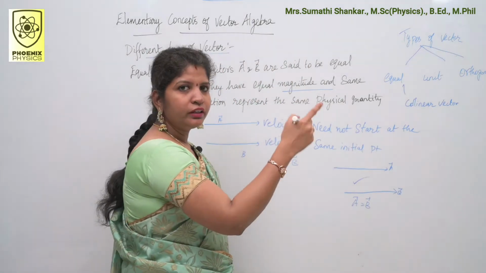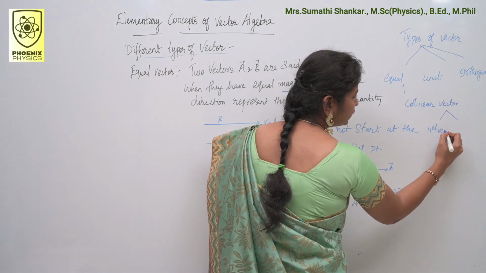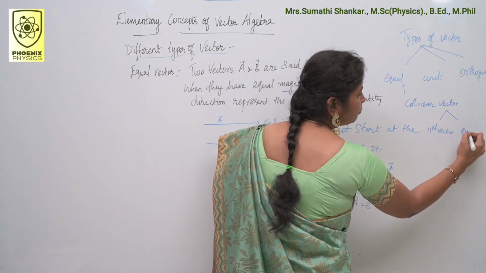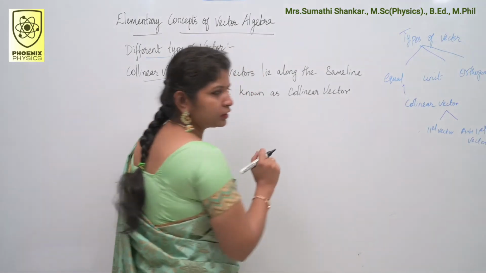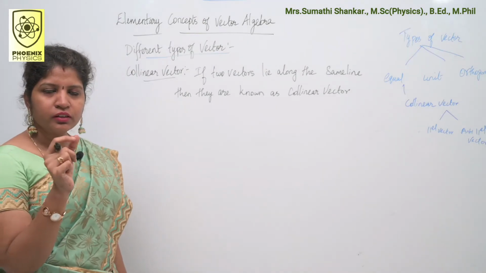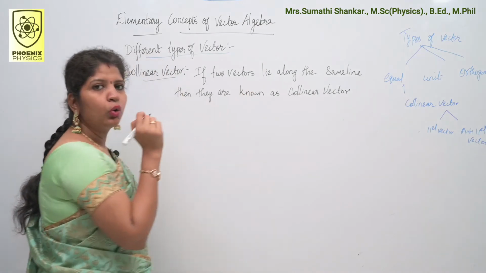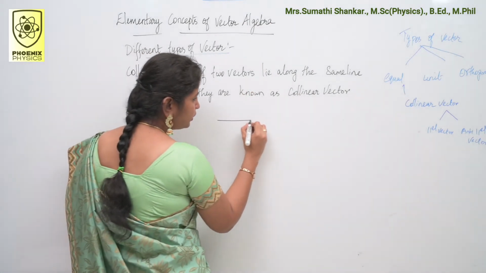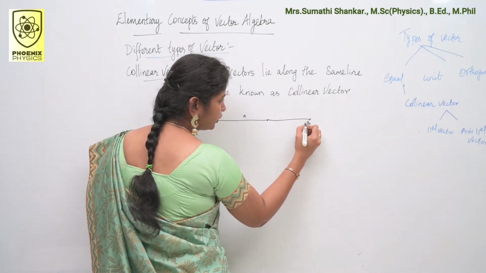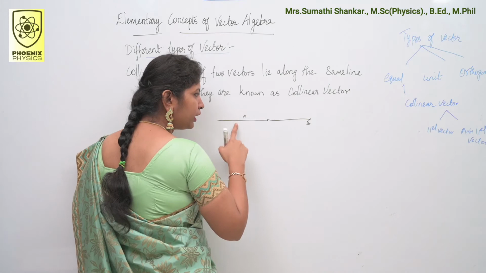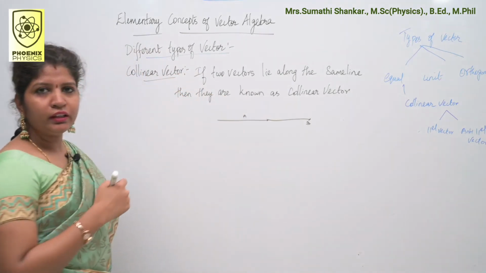And this collinear vector is further divided into parallel vector and anti-parallel vector. Next one is collinear vector. If two vectors lie along the same line, then they are known as collinear vectors. For example, this is my A vector and this is my B vector. Here both the vectors lie along the same line, then they are said to be collinear vectors.